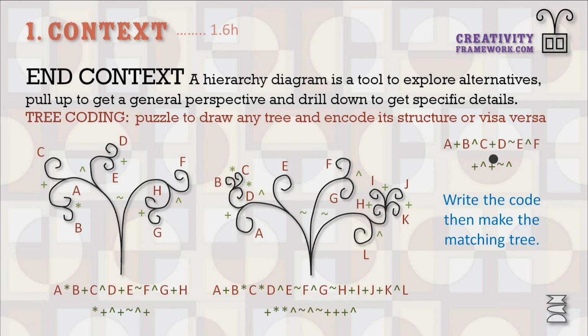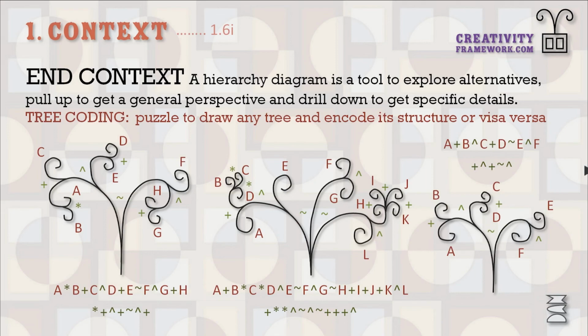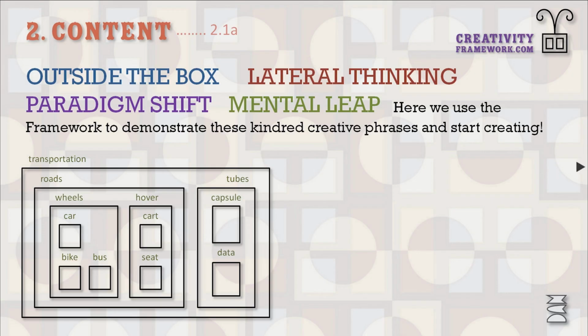And then this one is the reverse. So you're given the code, can you make a tree from it? And there's the tree from it. Wonderful. Now this is the second part, the content. The first part was the context. So it's the first part that we really wanted to look at.